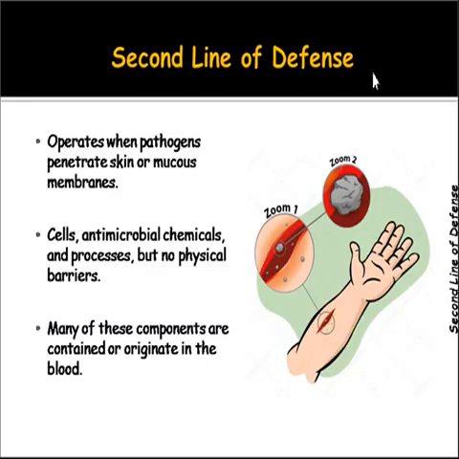Now the second line of defense comes into play when the first line of defense is broken or breached. For example, as you can see in this picture, there is a cut in which the skin membrane has been cut and the inner side is exposed. Then come the components of the second line, and these are generally cells, antimicrobial chemicals, and processes, but there are no physical barriers involved in this line. Further, most of the components involved in the second line of defense originate from the blood.